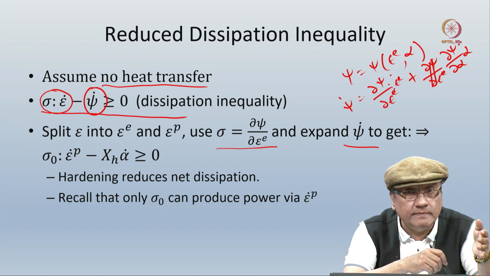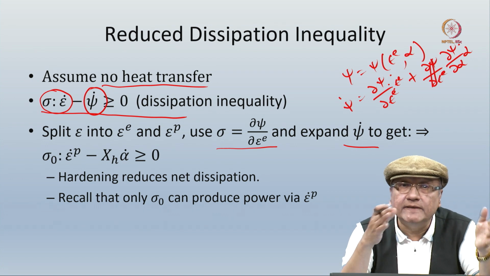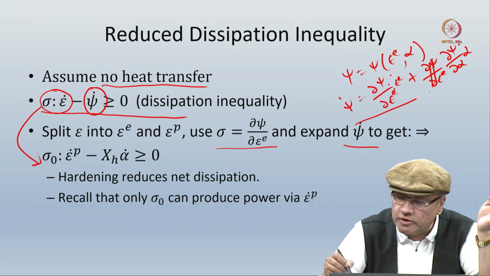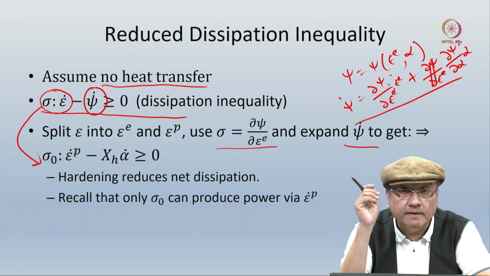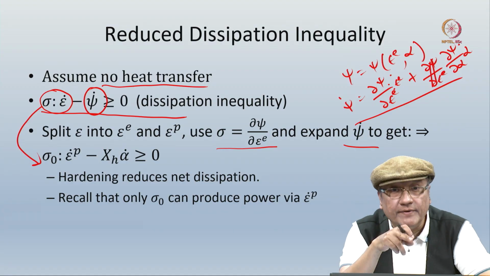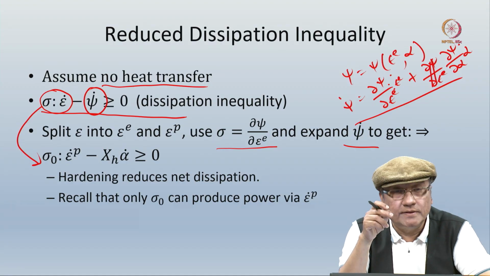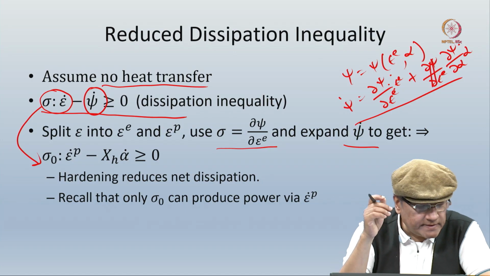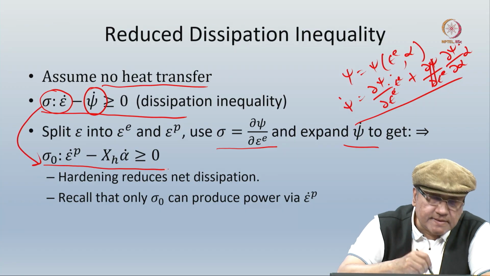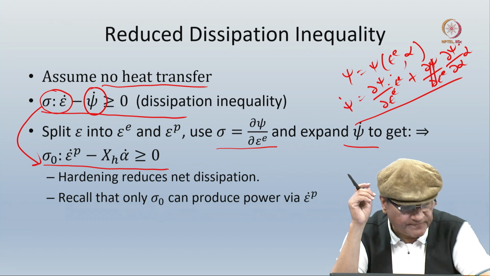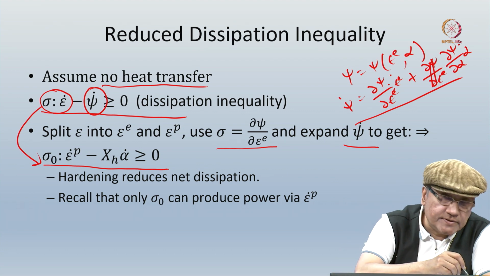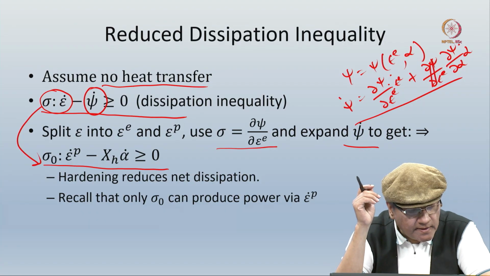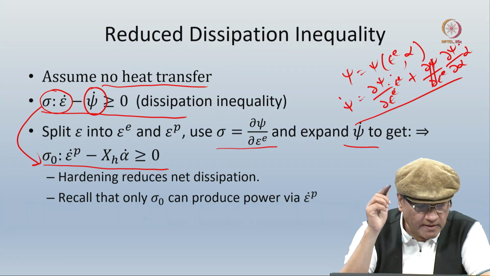I have not done it step by step here because I have left it for you to actually come to this step from here to here, by putting this expression for psi dot and applying the Coleman-Noll procedure and requiring that epsilon E dot can be independently specified locally with respect to epsilon E. So you will be getting this reduced dissipation inequality, which is basically sigma 0, the deviatoric part of sigma, times epsilon P dot minus xh times alpha dot.